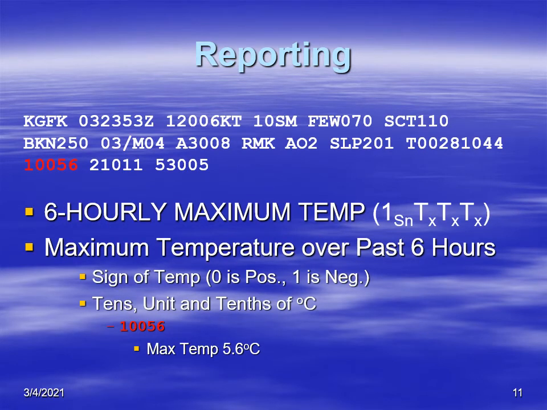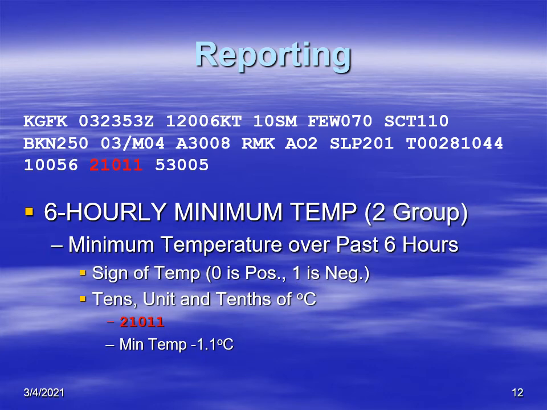The 6-hour maximum temperature group, or the 1 group, gives you the maximum temperature over the last 6 hours. It uses a similar convention for the sign. 0 is positive, 1 is negative, and then it reports the 6-hour maximum temperature in tens, units, and tenths of degrees Celsius. For example, in the red here, you see it's 10056. 1 indicates that it's the 6-hour maximum. 0 indicates it's positive. And then 05.6 is the maximum temperature to the nearest tenth of a degree.